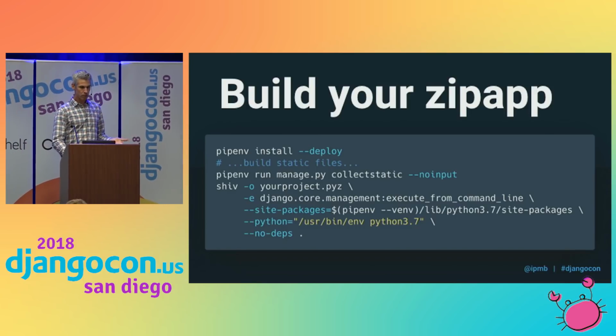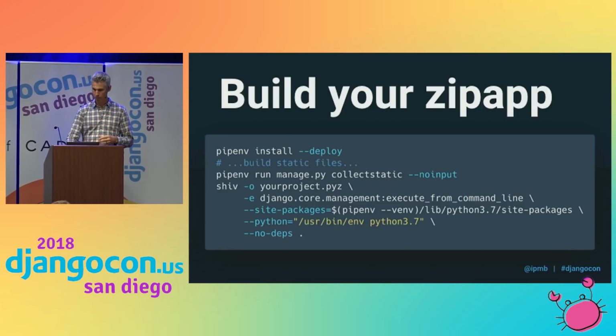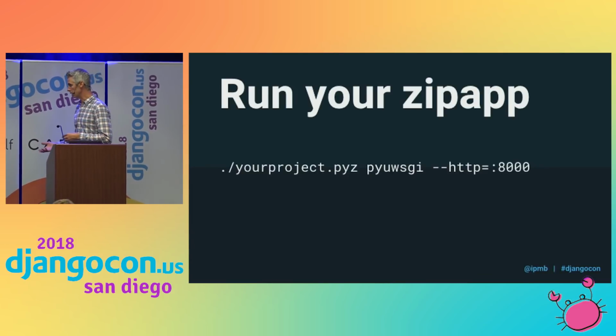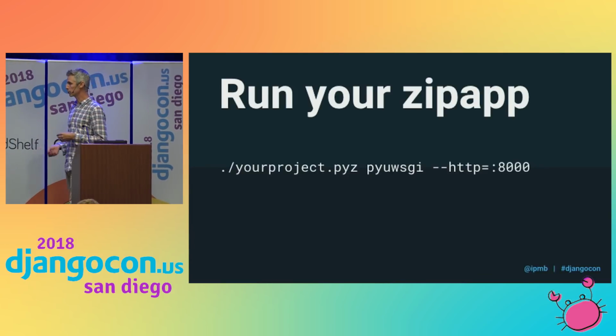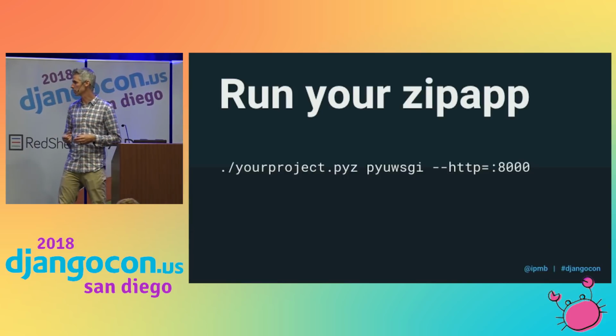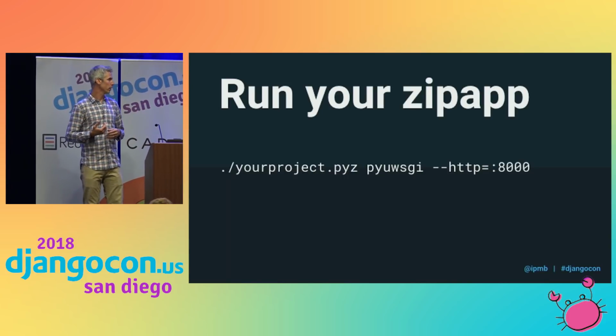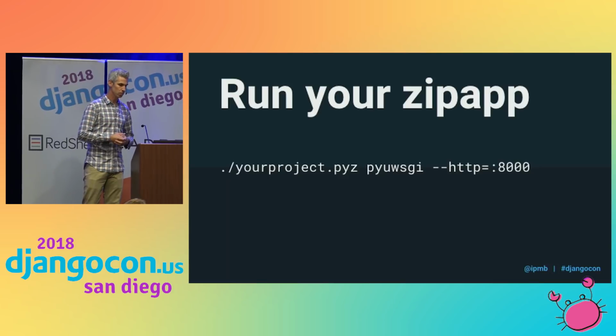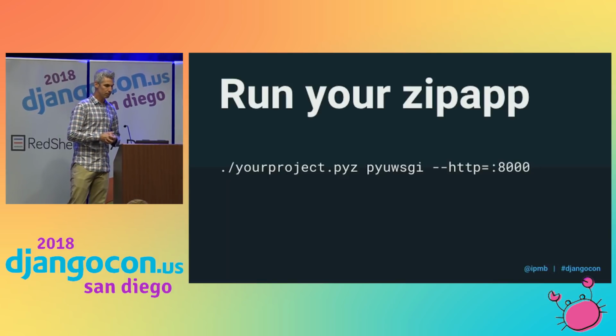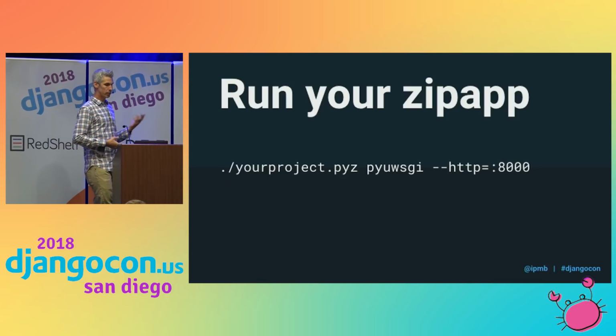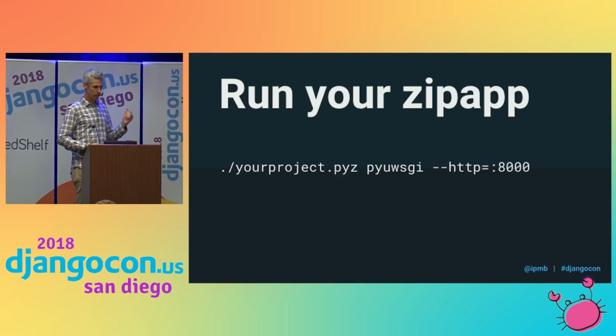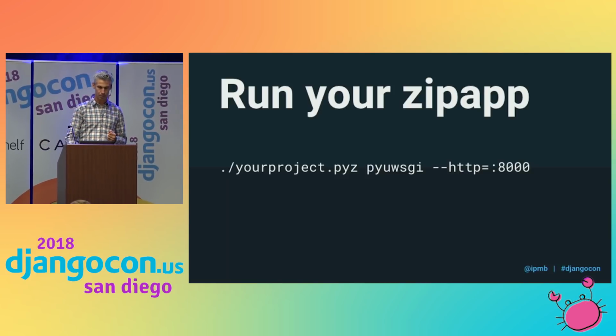So that runs, it builds this zipapp, and I'm left with something like this. So I can run yourproject.pyz pyuwsgi, and then I can pass it whatever arguments uWSGI accepts. The only requirement here is that I have Python installed. Everything else is in this zipapp.